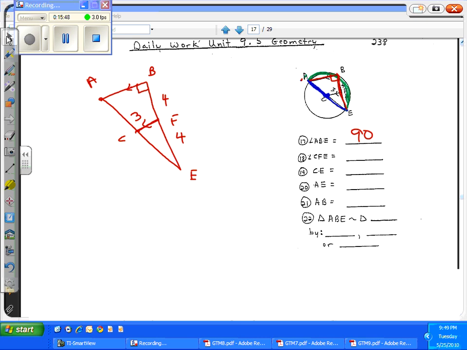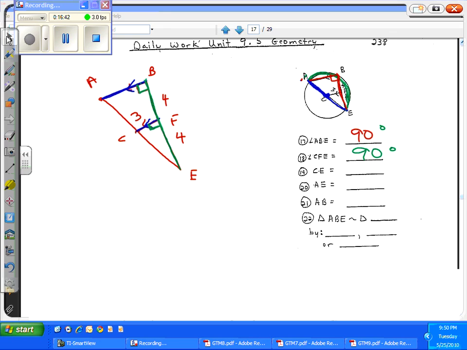Now, it says angle CFE. Angle CFE. And what would I know about CFE? Well, these lines are parallel. The arrows are telling me that. BE is a transversal of those. If a transversal is perpendicular to one of two parallel lines, it must be perpendicular to the other. Therefore, that's a right angle also. So angle CFE is also 90 degrees.